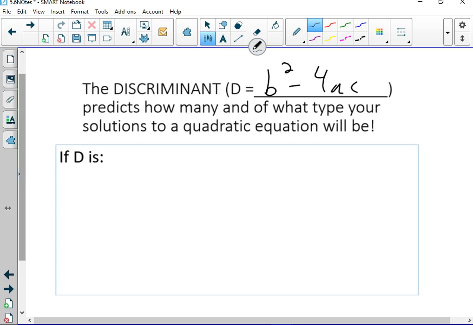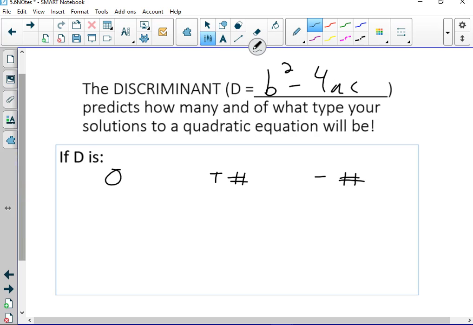So what you're asking, if you put this into the calculator, just b squared minus 4ac, you will get one of three choices. You could get 0, you could get a positive number, or you could get a negative number. Okay? So you have three choices.